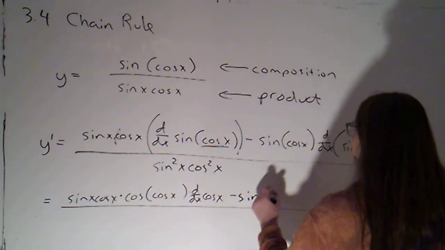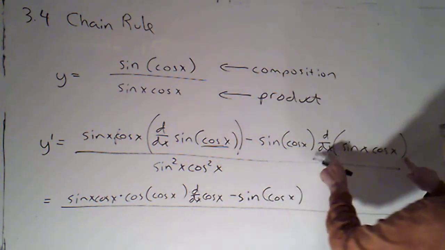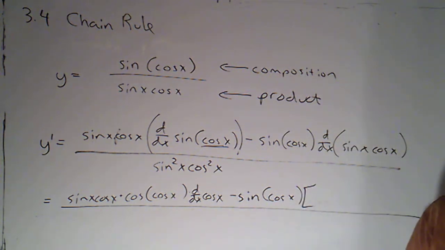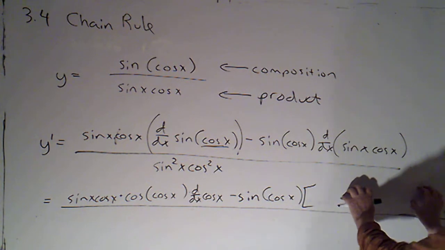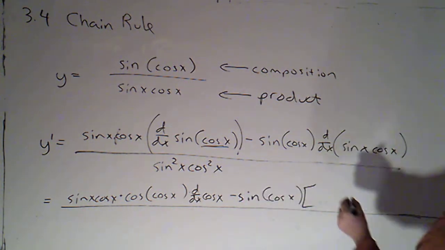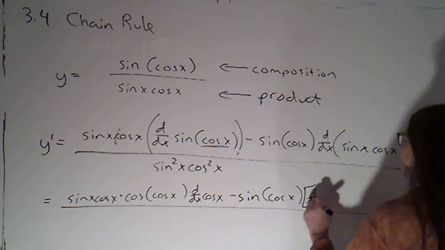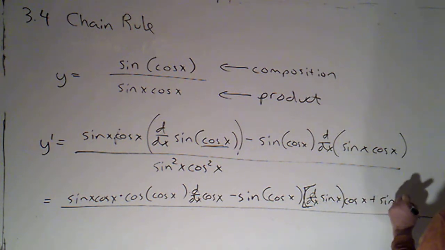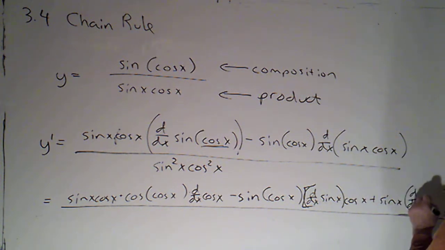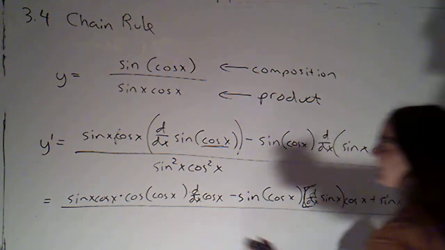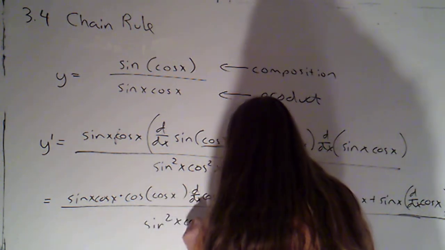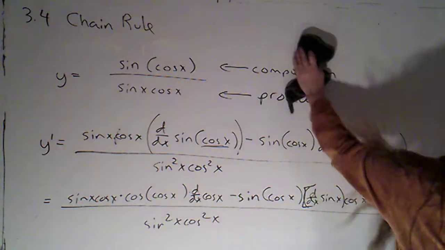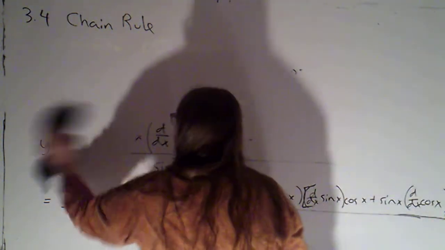minus sine of cosine of x times this derivative. This one was the product. So I'm going to put in some brackets so that I can say the whole product rule, both terms, is getting multiplied by sine of cosine x. So we'll have the derivative of sine x times cosine x plus sine x times the derivative of cosine x. And then that's still over sine squared x, cosine squared x.